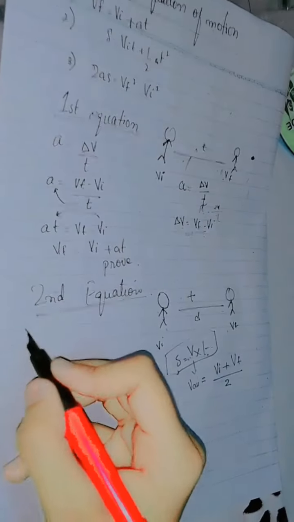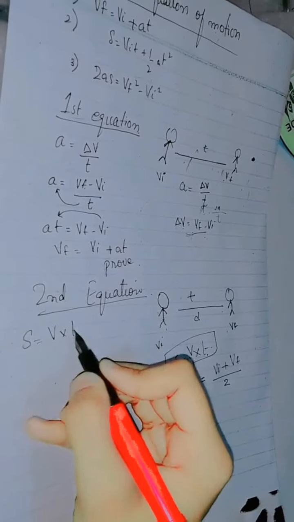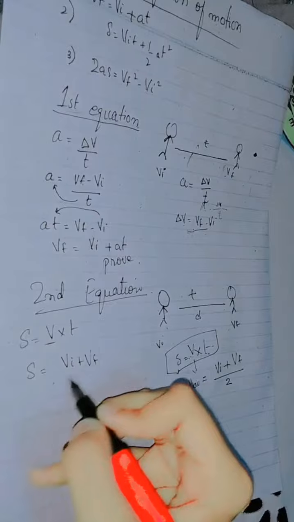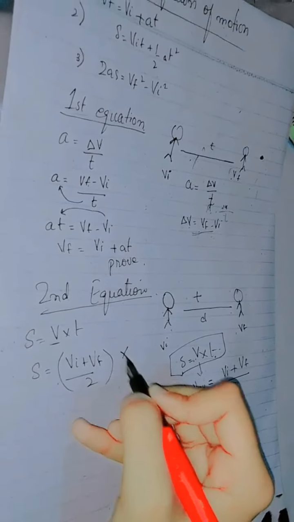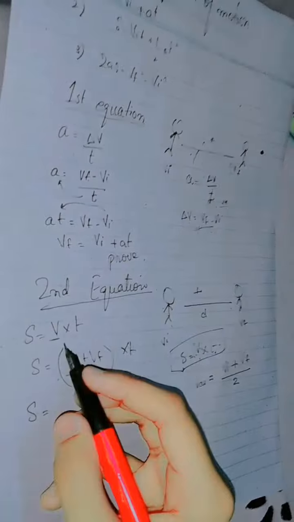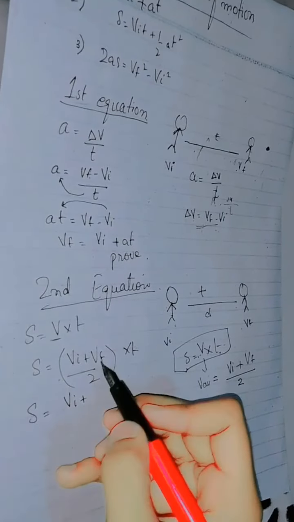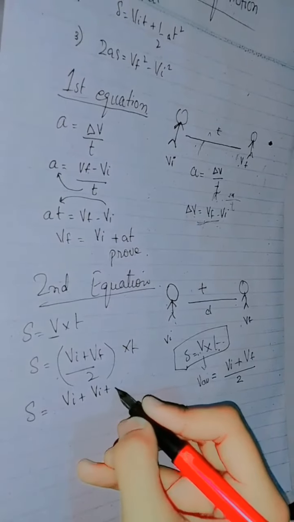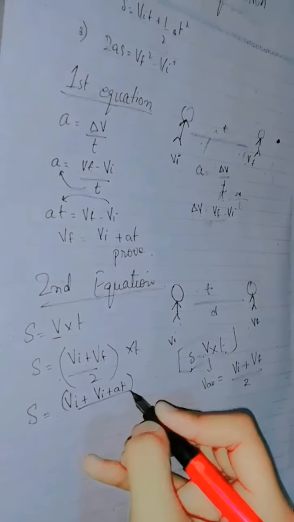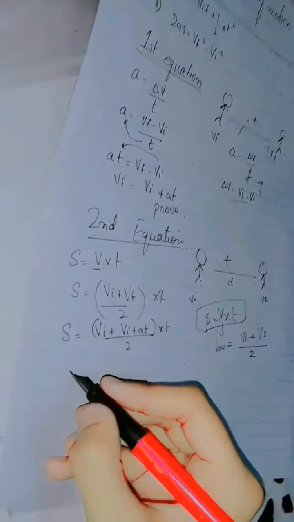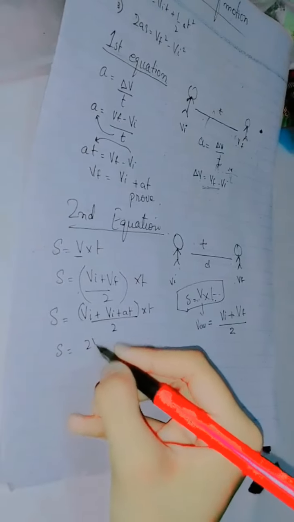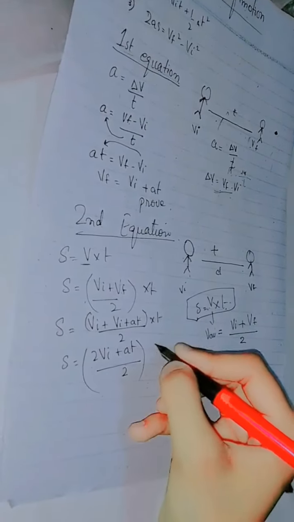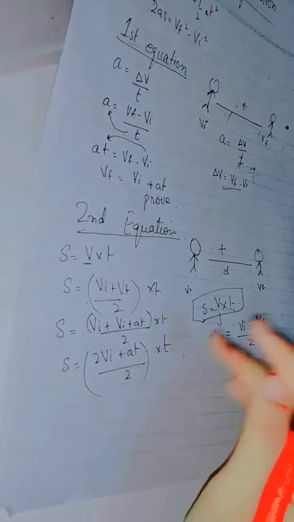So S is equal to V into T. We will put the value of V, that is Vi plus Vf upon 2, into T. Now S is equal to Vi plus, we can put the value of Vf, that is Vi plus At. So we are putting the value Vi plus At, dividing it by 2, into T. Now it will be 2Vi plus At upon 2 into T.